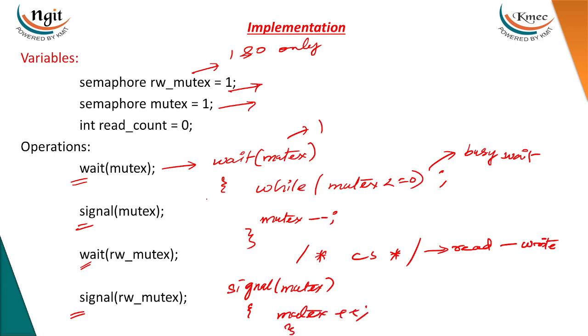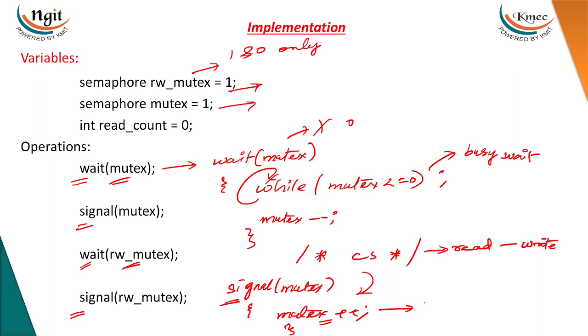This happens for both mutex and rw mutex. Whenever the mutex value is less than or equal to 0, the process keeps executing the while loop. The first process to execute this decrements the value from 1 to 0. After executing the critical section, either a read or write operation, while coming out it invokes the signal operation, which implements mutex plus plus. That means it increments the value of mutex by 1.